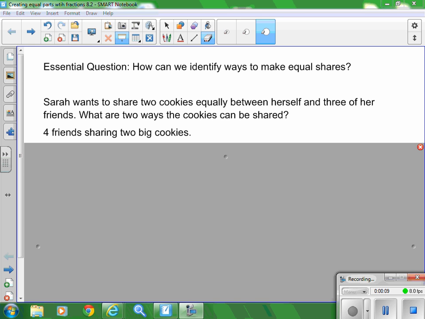We have left division in math and we are now into fractions. We've been discussing numerators and denominators. So to refresh our memory, tonight's essential question is how can we identify ways to make equal shares?